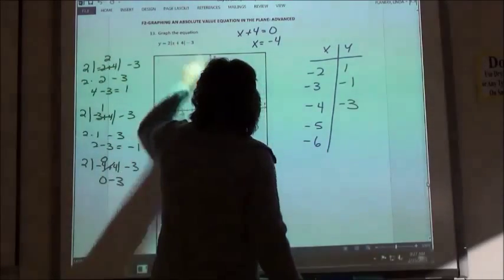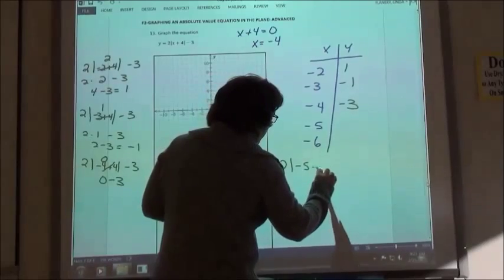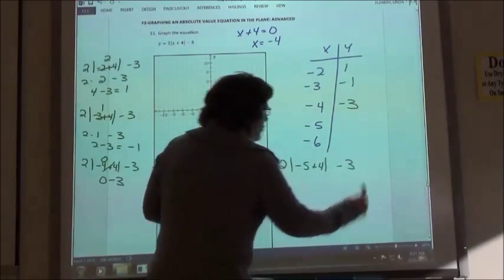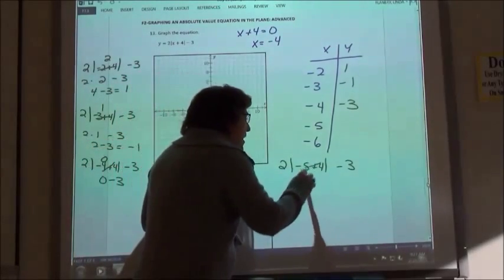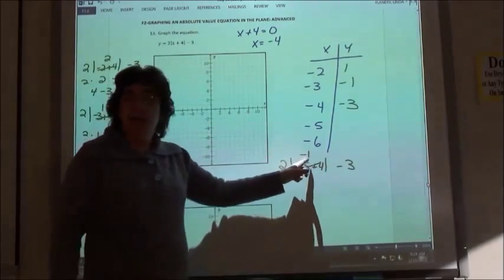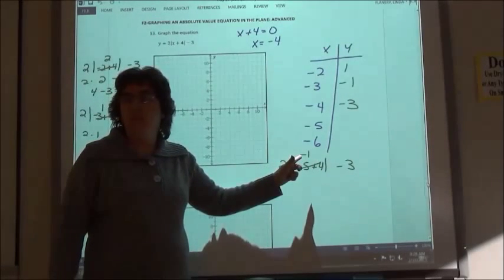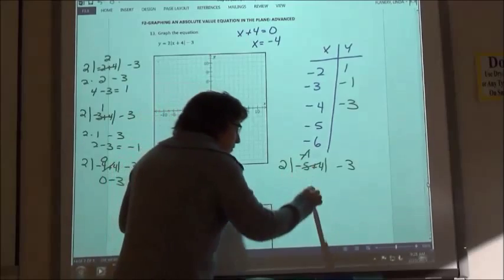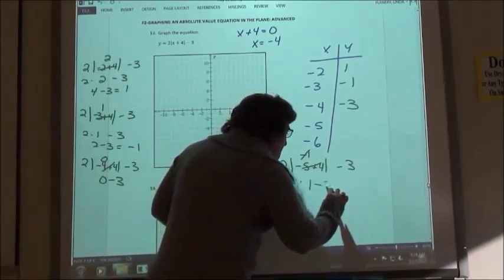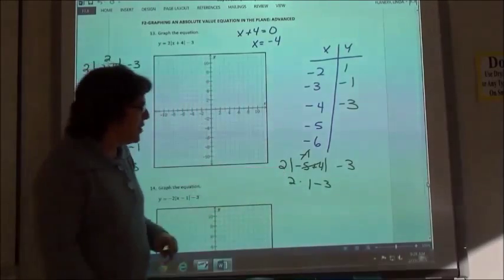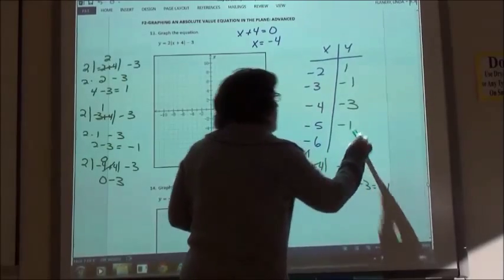Then I'm going to put my negative 5 in. 2 times the absolute value of negative 5 plus 4 minus 3. So negative 5 plus 4 is negative 1. However, the negative 1 is in the absolute value. The absolute value of negative 1 changes that to plain 1, right? So I have 2 times 1 minus 3. 2 times 1 is 2. And 2 minus 3 is negative 1.